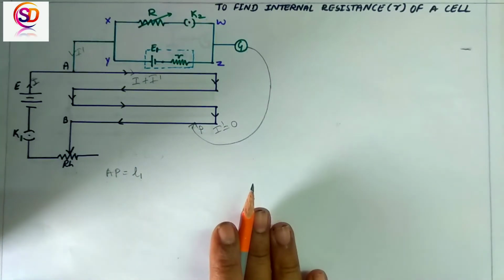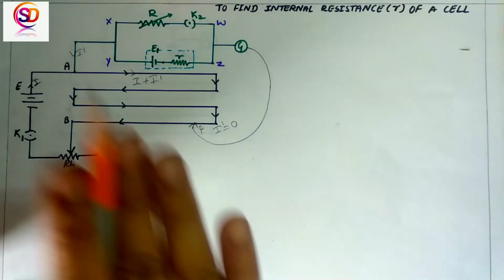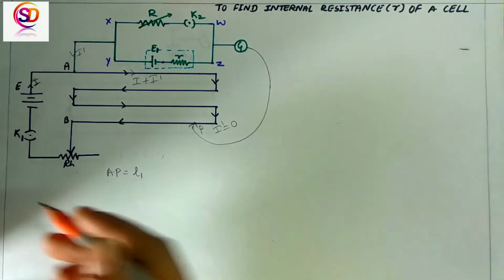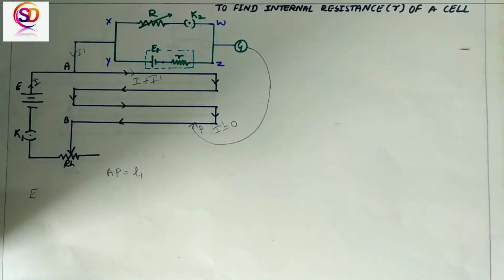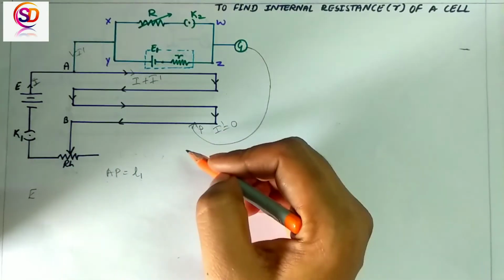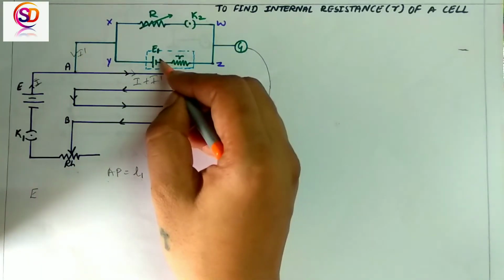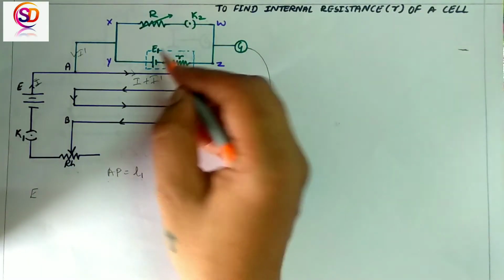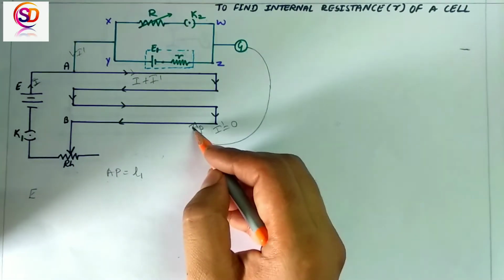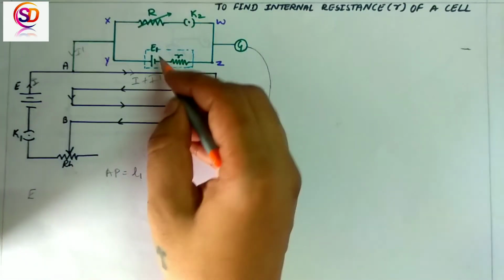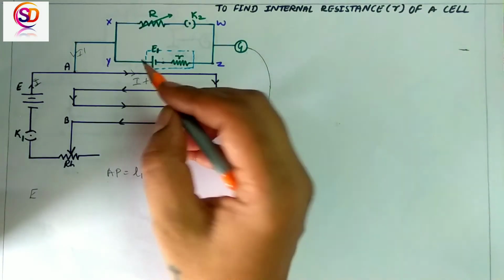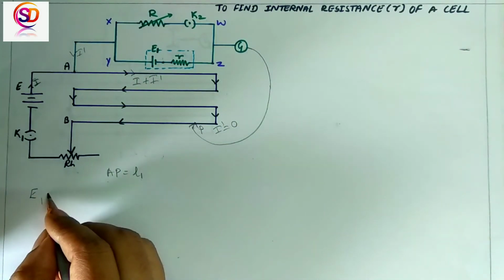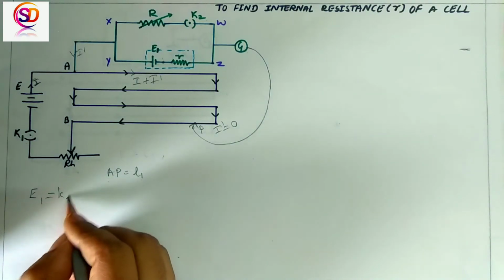open system. If the circuit is open, then we have to consider E, not V. Potential difference is not considered over here. Now this length AP corresponds to EMF E1. It means the potential across AP is balanced with the potentiality of this cell. In that case, E1 can be stated as KL1.